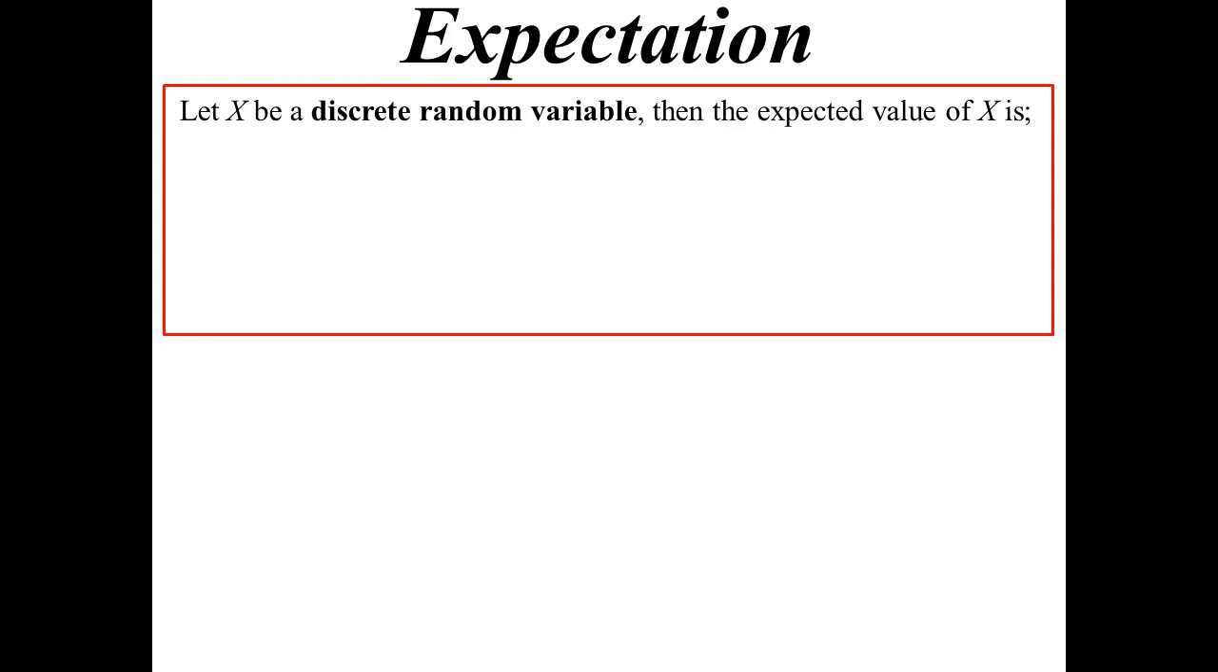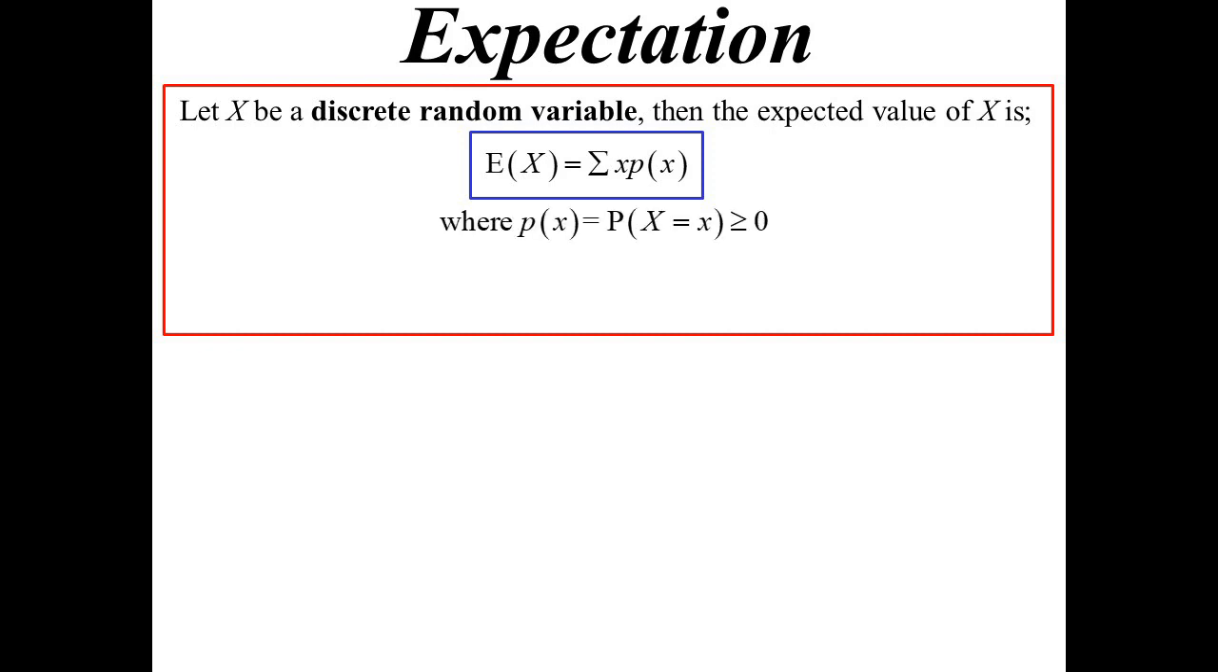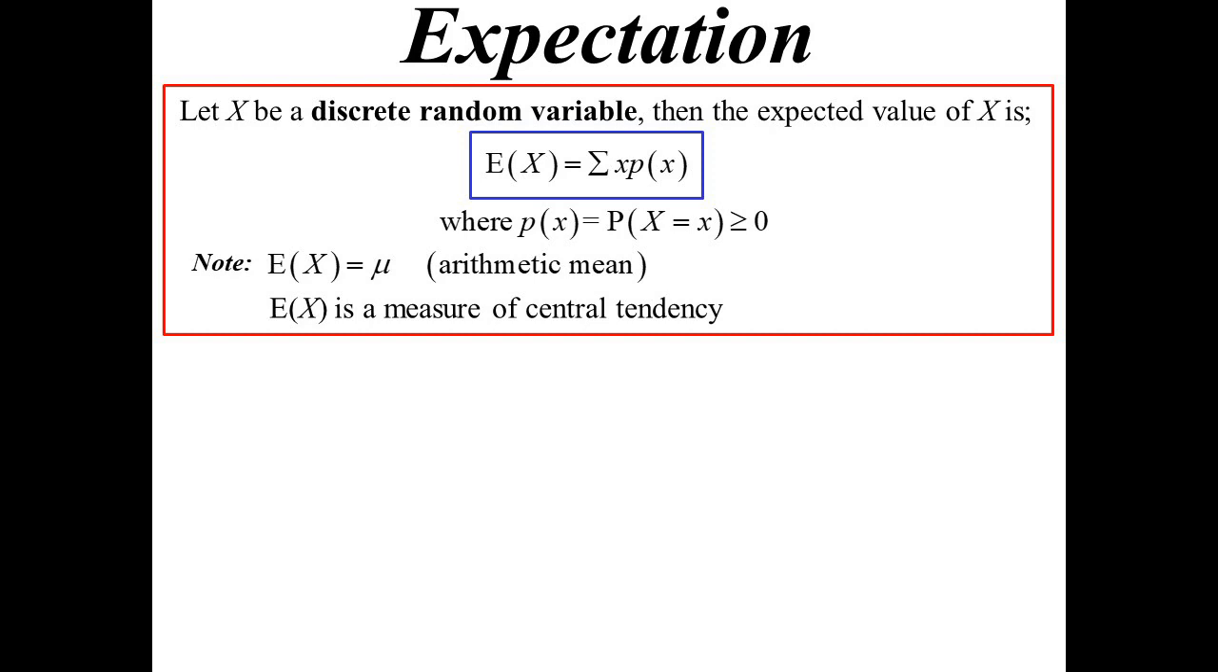The expectation of a probability distribution. Now, we're interested at this stage in looking at discrete random variables. We'll look at continuous random variables later. So for a discrete random variable, the expected value would be the sum of x times the probability of x. And as we said before, probability of x has to be greater than or equal to zero. Now, it will turn out that it's exactly the same as the mean. And the mean, you might remember from statistics, is a measure of central tendency.